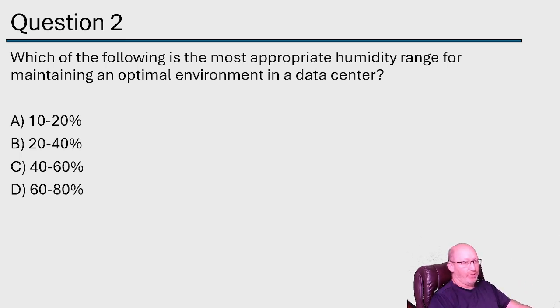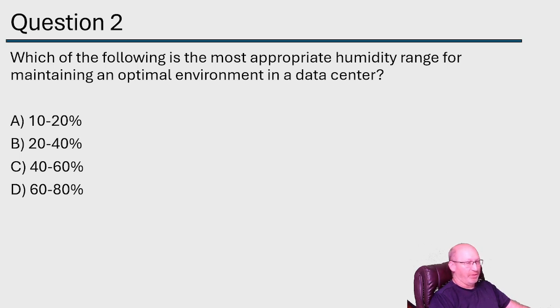Since we don't want the static electricity, probably 10 to 20% isn't it. Let's get rid of that one. And we don't want condensation like a Coke glass with ice in it dripping all over our servers, so 60 to 80 is probably an easy one to get rid of too. That leaves B or C. Now, the careful question here is, which one is better? Because that's really where it comes into play.